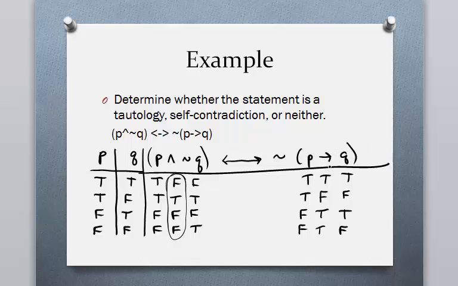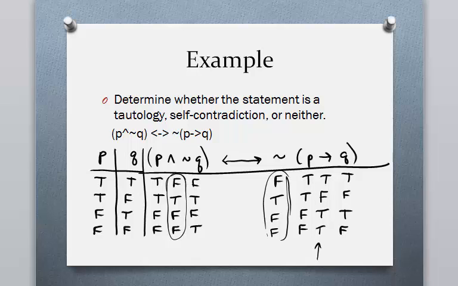And so again, I'm going to keep my eye on this column for a second, and we need to do the negation of that column. So I'm going to do the opposites right here. So I will have false, true, false, false. And I'm going to circle that because that is what I'm going to be comparing to the other circled column.